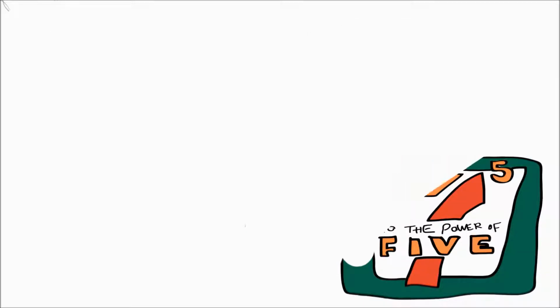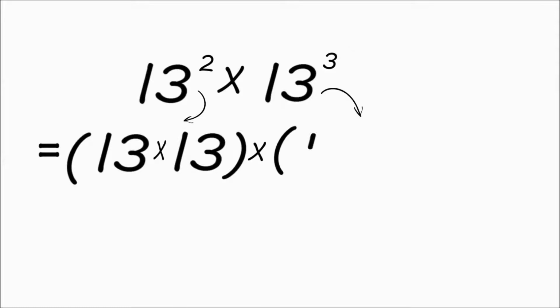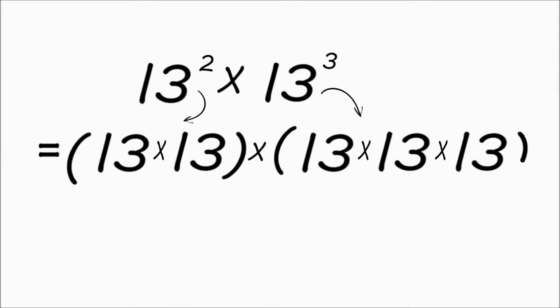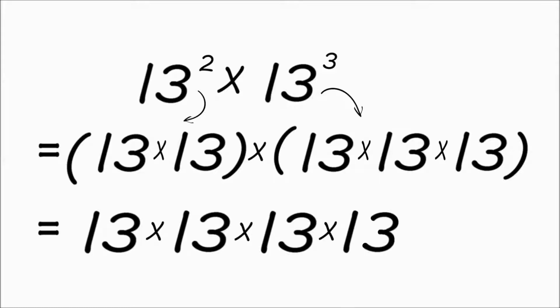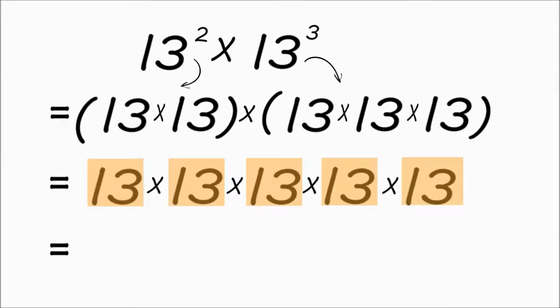Next, let's look at another example. We can write 13 squared and 13 cubed in this way. Again, this is equivalent to a product of 13s, and we will have this. Can you see that there are 5 13s? Hence, the answer is 13 to the power of 5.